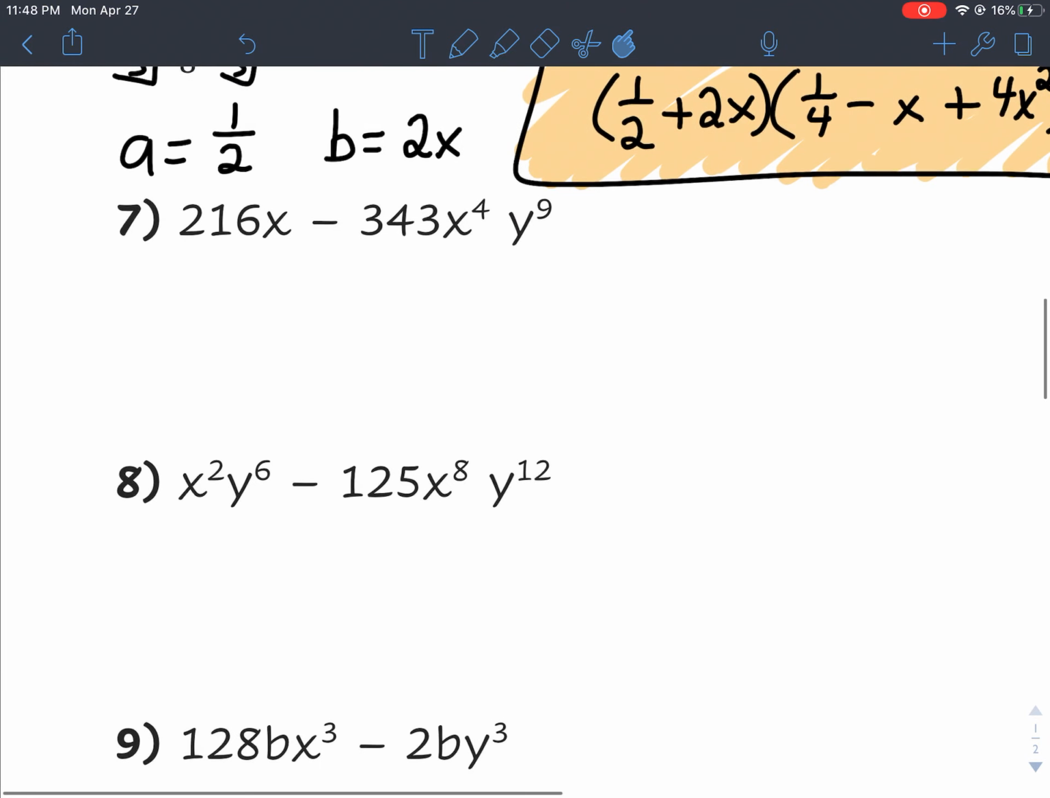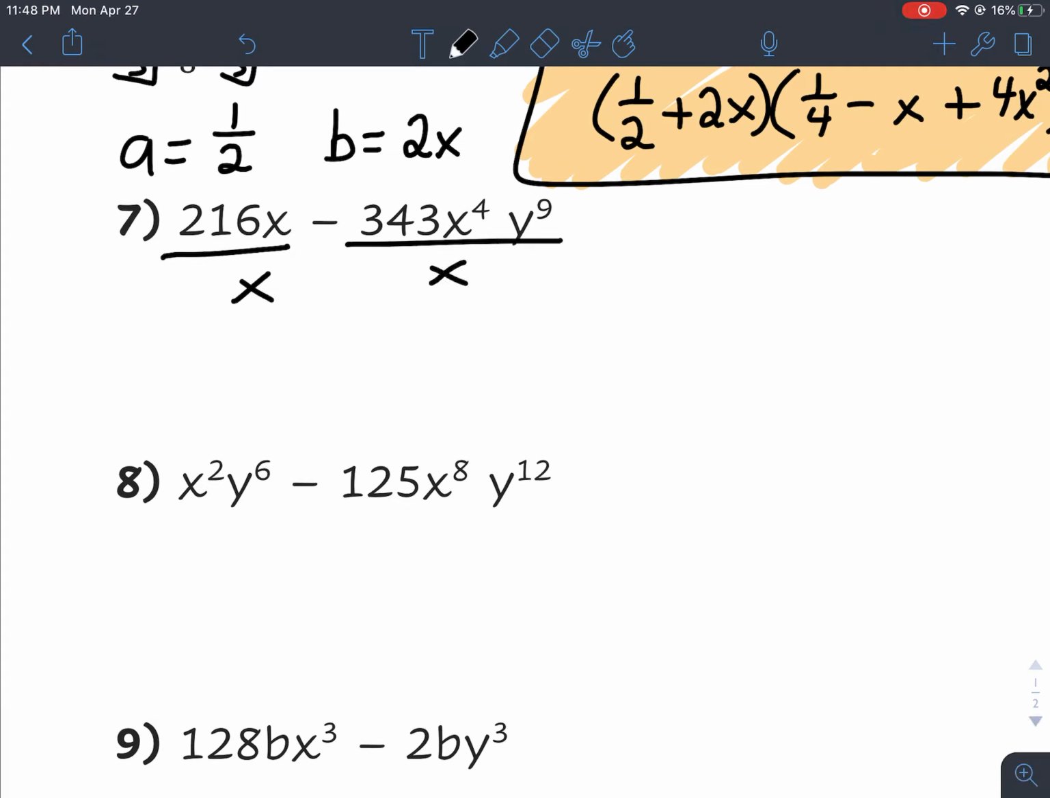Okay, and number 7, again, here we have a GCF. So if we take out our GCF, what do we have in common here? So 343 and 216, I don't think those have anything in common, and if they do, we could always take it out at the end. But right away, we see they have an x in common, so let's take that out.